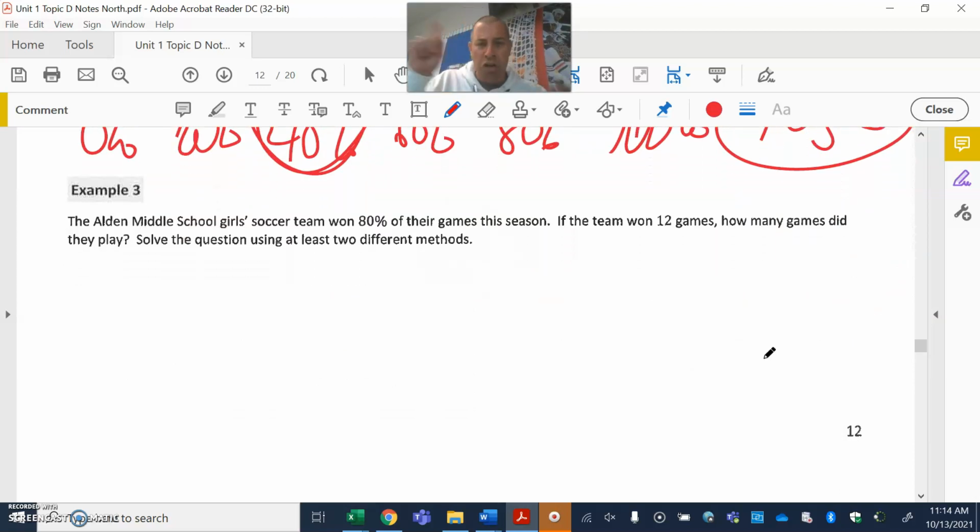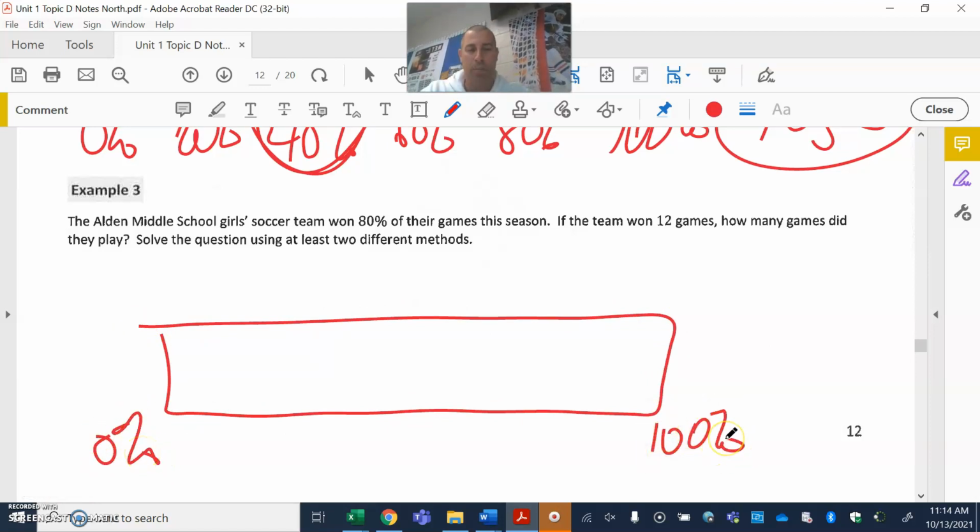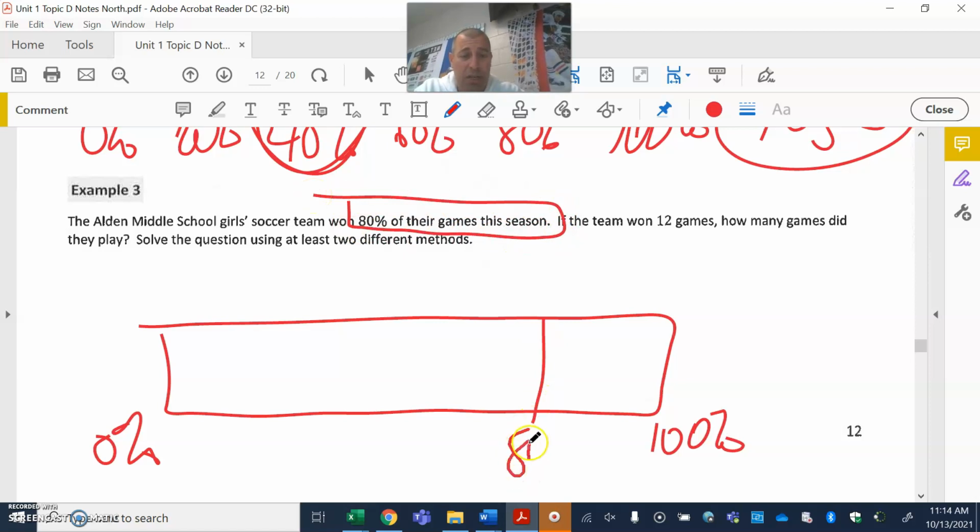Let's do example number 3. No, this is a good one here. I thought it was looking at the same stuff. All right, here we go. Get the visual down there. I know I can be as low as 0%. I can be as high as 100%. They did tell me 80% of their games. So 80 is closer to 100, past the halfway point.